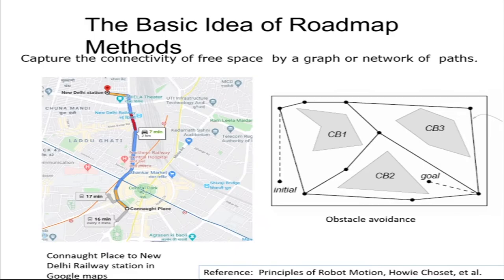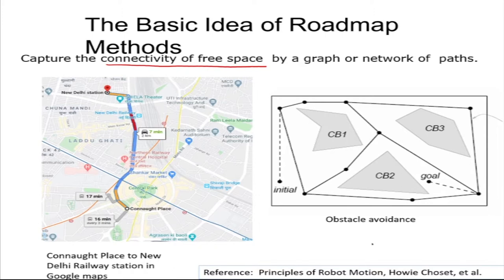So in the last class, we saw that roadmap methods basically capture the connectivity of free space by a graph or a network of paths. Like the example is Google Maps, which everybody is familiar with these days. If you want to go from some point to some other point, basically what it does is it finds a network of paths, okay, and then finds which is the shortest path in terms of distance and also maybe time, okay, to take you from the point where you are to the desired goal position.